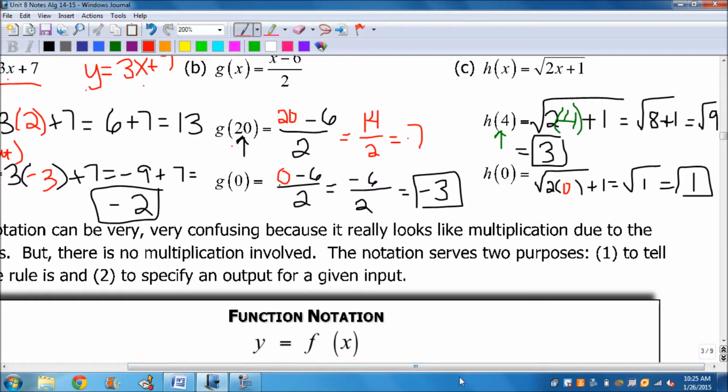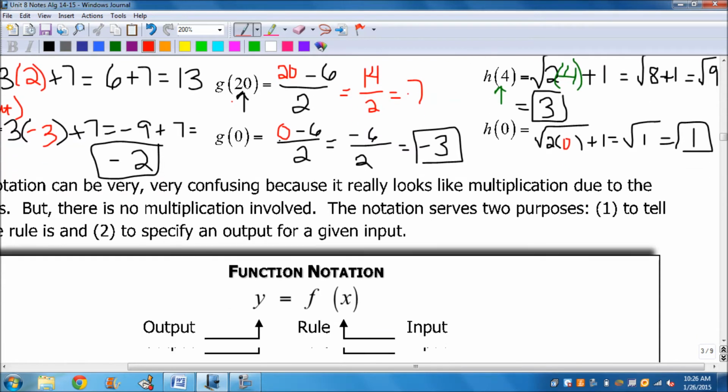Okay, so then let's read what it says underneath. Function notation can be very, very confusing because it really looks like multiplication due to the parentheses, but there's no multiplication involved, which we said before. So the notation serves two purposes: 1, to tell us what the rule is, and 2, to specify an output for a given input.